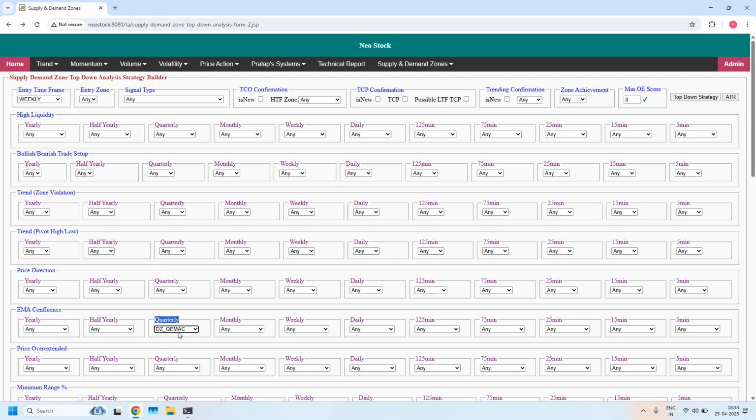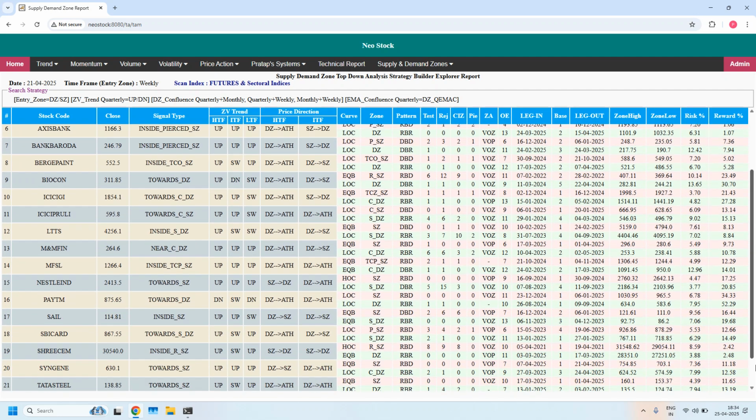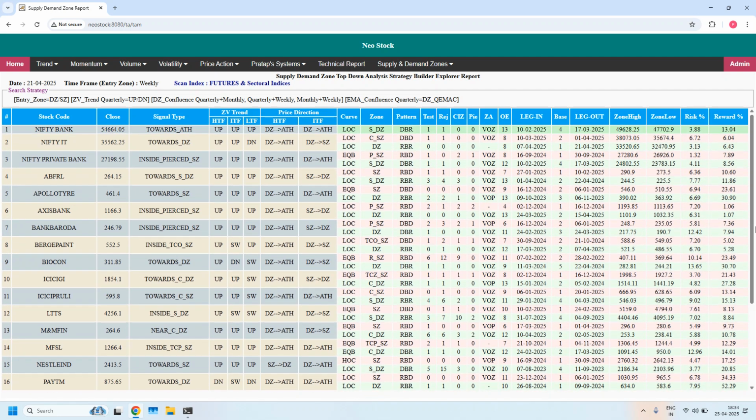At the same time, when you are checking EMA confluence, the trend on the quarterly should not be sideways. Because sideways trend EMA confluence does not make any sense. So that's why we are avoiding sideways trend and remaining up or down trends. I'm selecting with these filters. Now the list has come down to 23 stocks. Still these zones are very powerful.